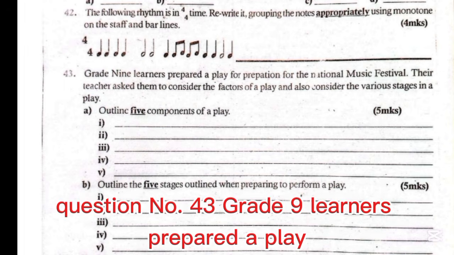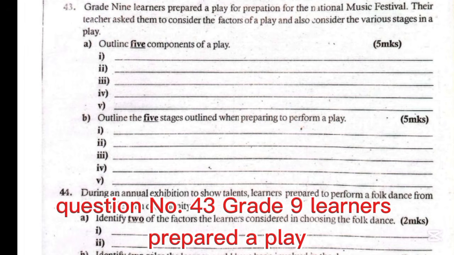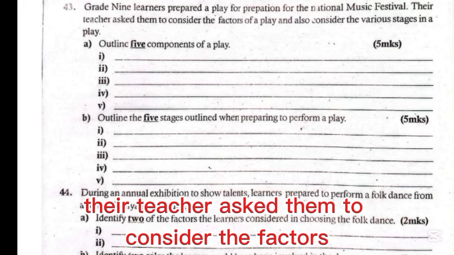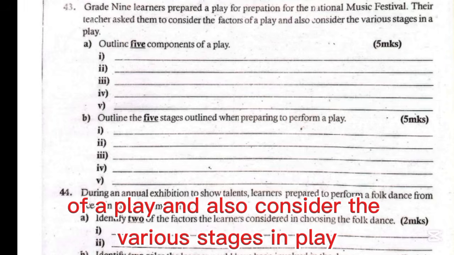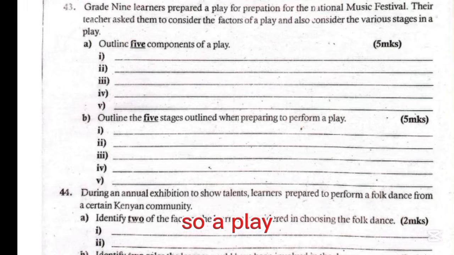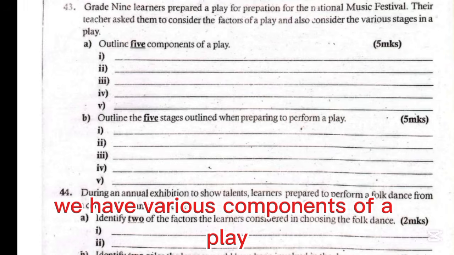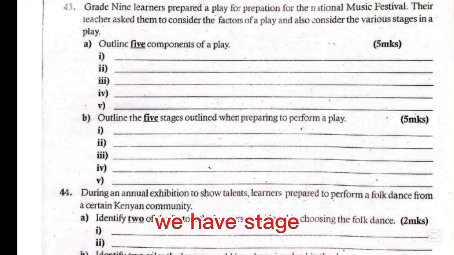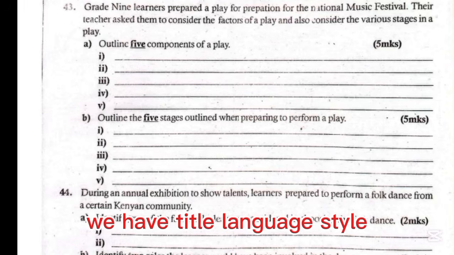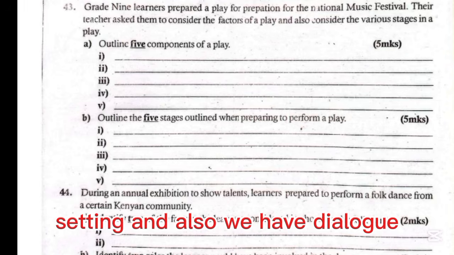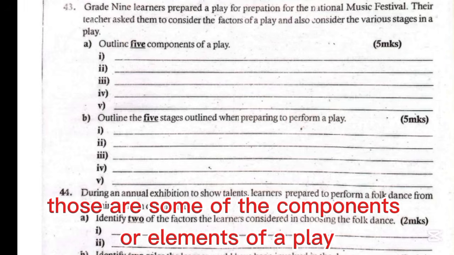Question number 43. Grade 9 learners prepared a play in preparation for the National Music Festival. Their teacher asked them to consider the factors of a play and also the various stages in a play. Outline 5 components of a play. We have various components of a play: characters, playwright, stage, title, language, style, acts, scenes, setting, and also dialogue. Those are some of the components or elements of a play.